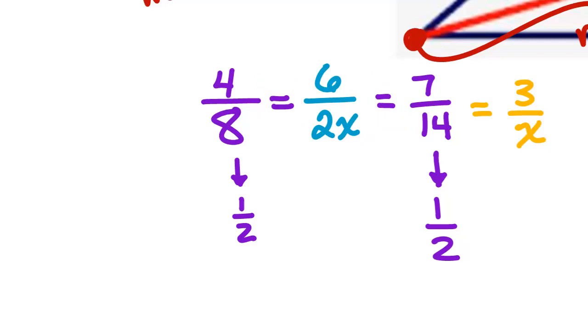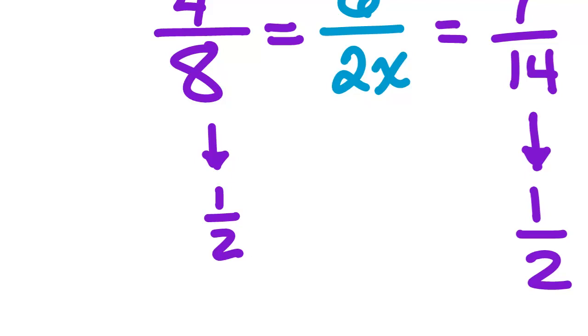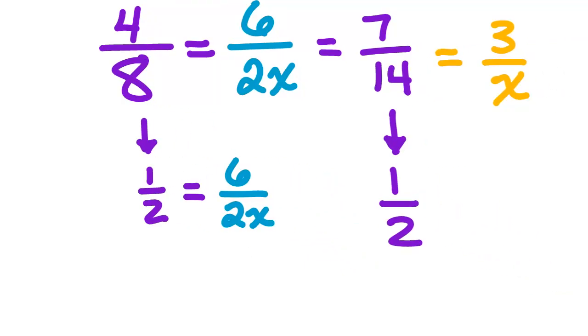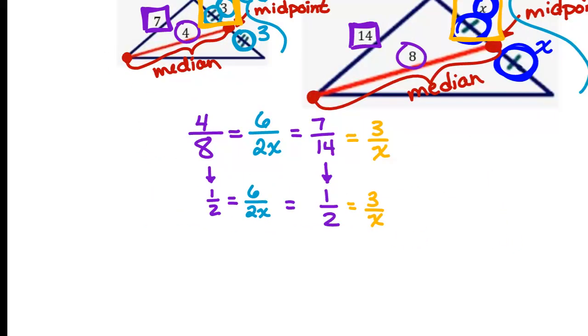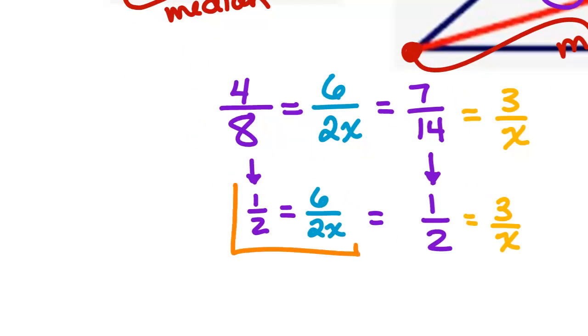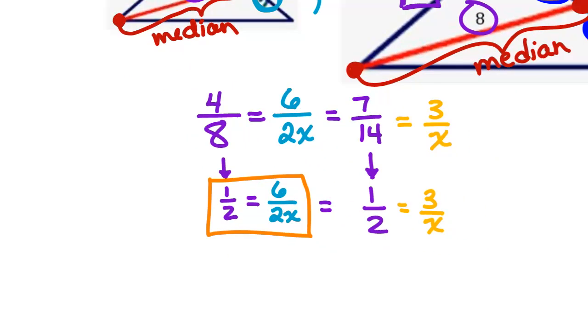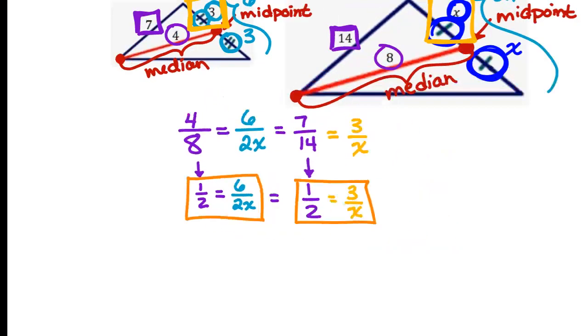So I can see that the medians are proportional to that top left side. It's also proportional to that third side, the one that we have marked as 6 and 2x, or the side that we have marked as 3 and x. I want to show that it doesn't matter whether we look at that entire third side or just look at it from the midpoint over. Let's solve each of these. So I'm going to solve this proportion, and we're going to solve this proportion.